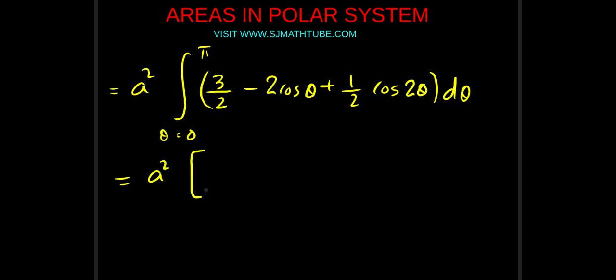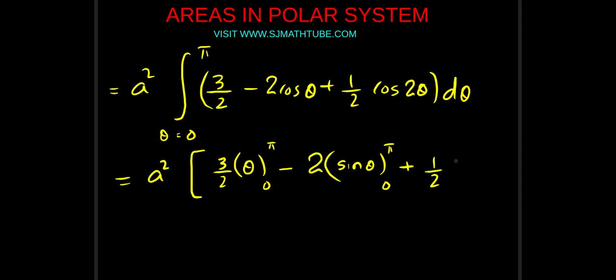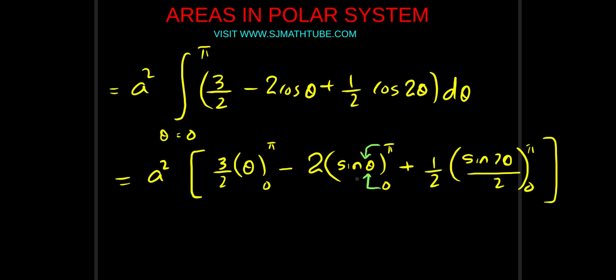Now let's start integration. So 3 by 2 into theta, minus 2 into cos theta, the integral is sin theta, 0 to pi, plus 1 by 2 sin 2 theta the whole divided by 2, 0 to pi. Okay, the good news is you can use the calculator. If you don't know the value, you can use the calculator. Sin 180 is 0, sin 0 is 0. So this is gone. And similarly, sin 2 pi is 0, sin 0 is 0. So this is gone. So only the remaining part will be here. So a square into 3 by 2 and then pi.